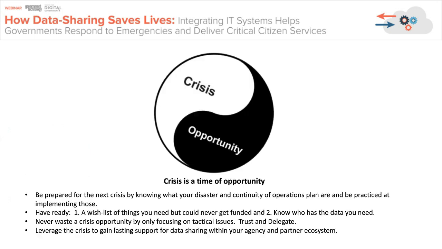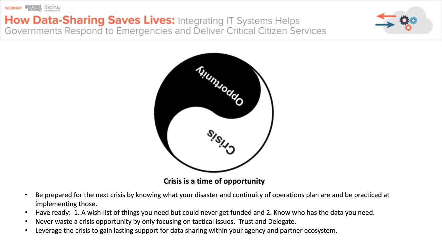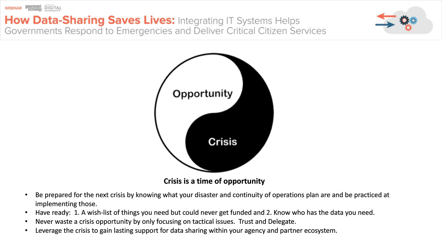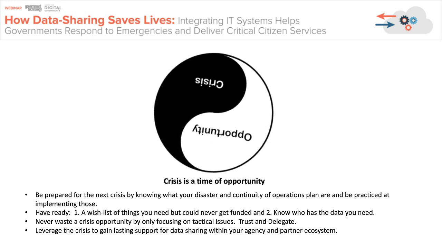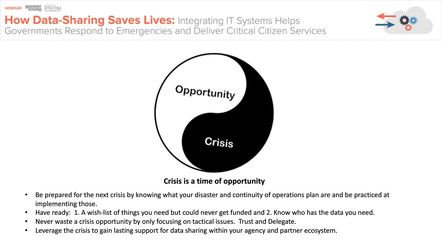But crisis is a time of opportunity for CIOs. So my advice here is you should always be prepared for the next crisis by knowing what your disaster and continuity of operations plans are and being really good at implementing those.